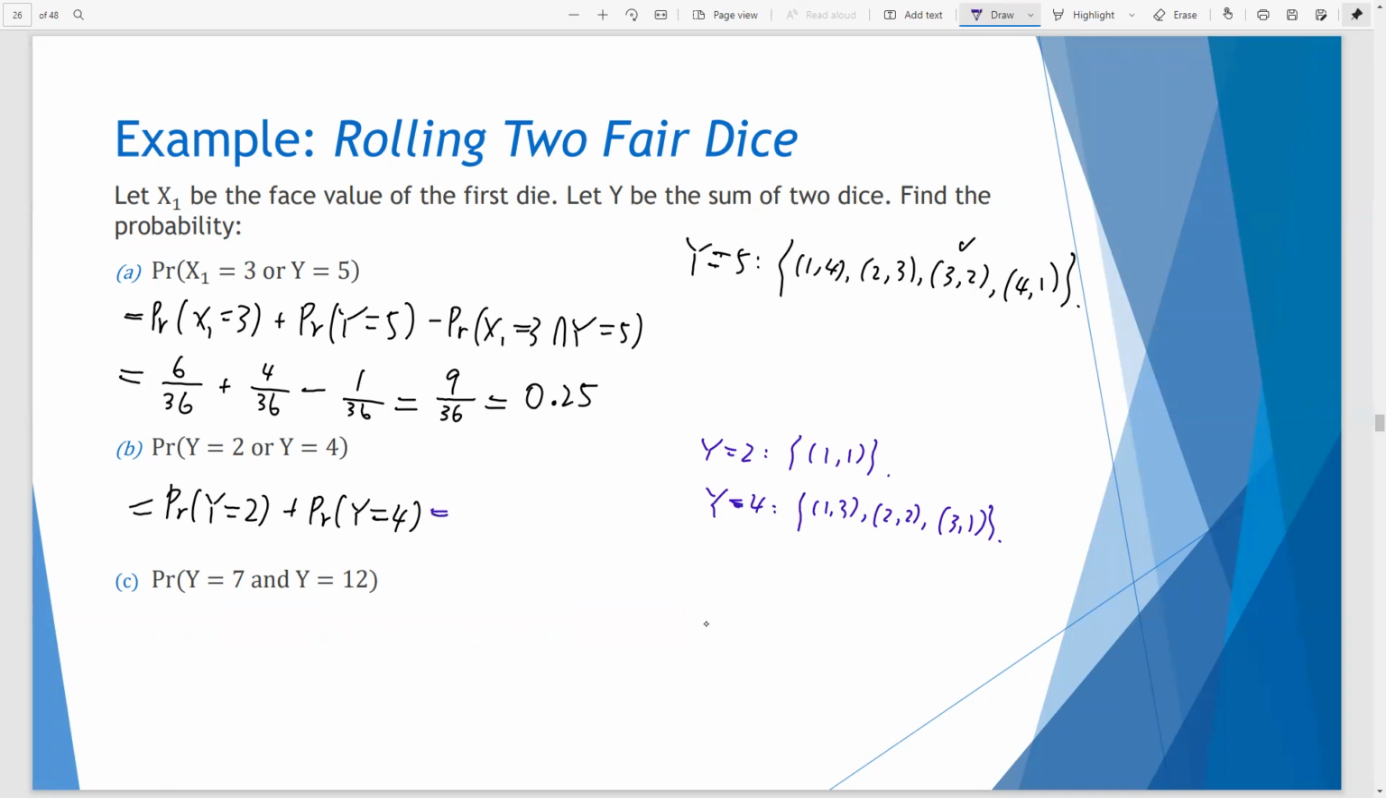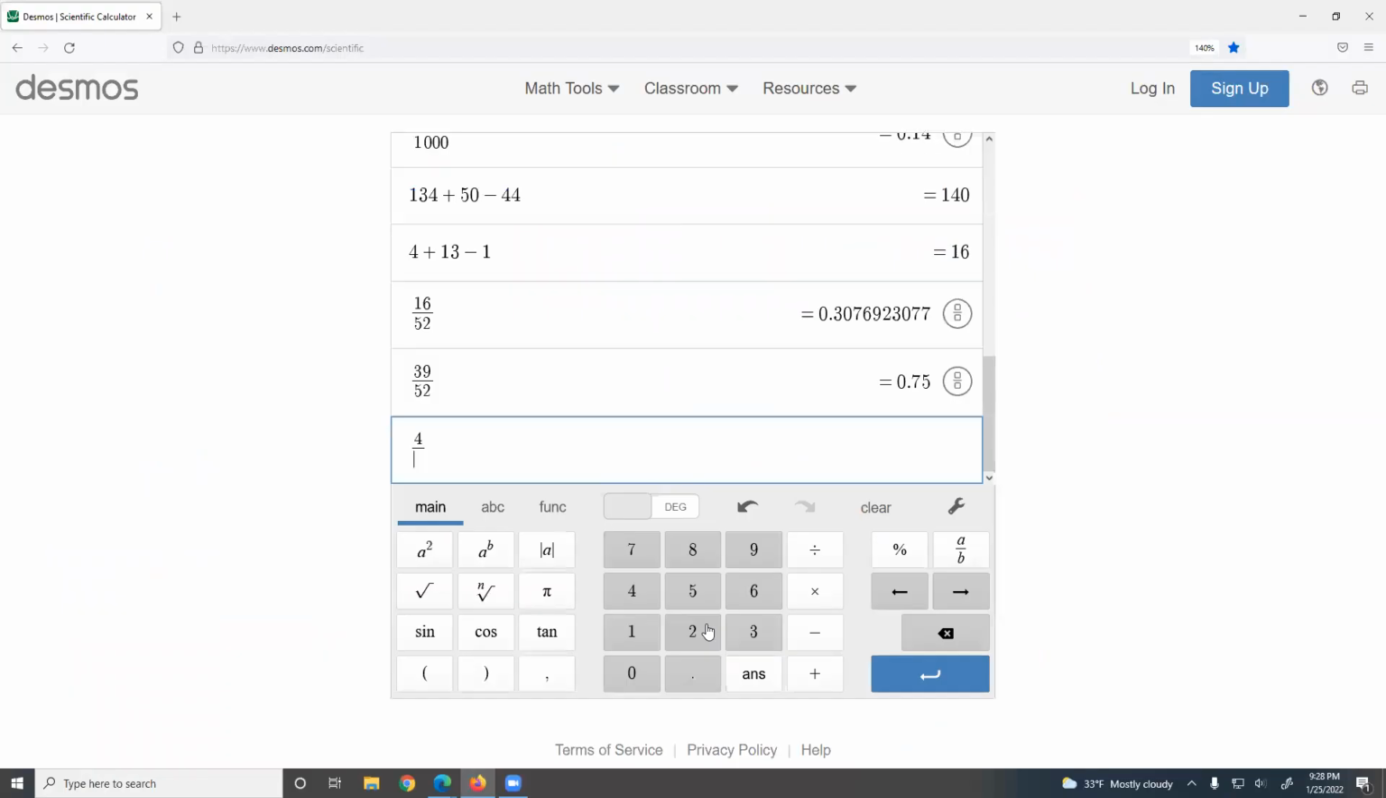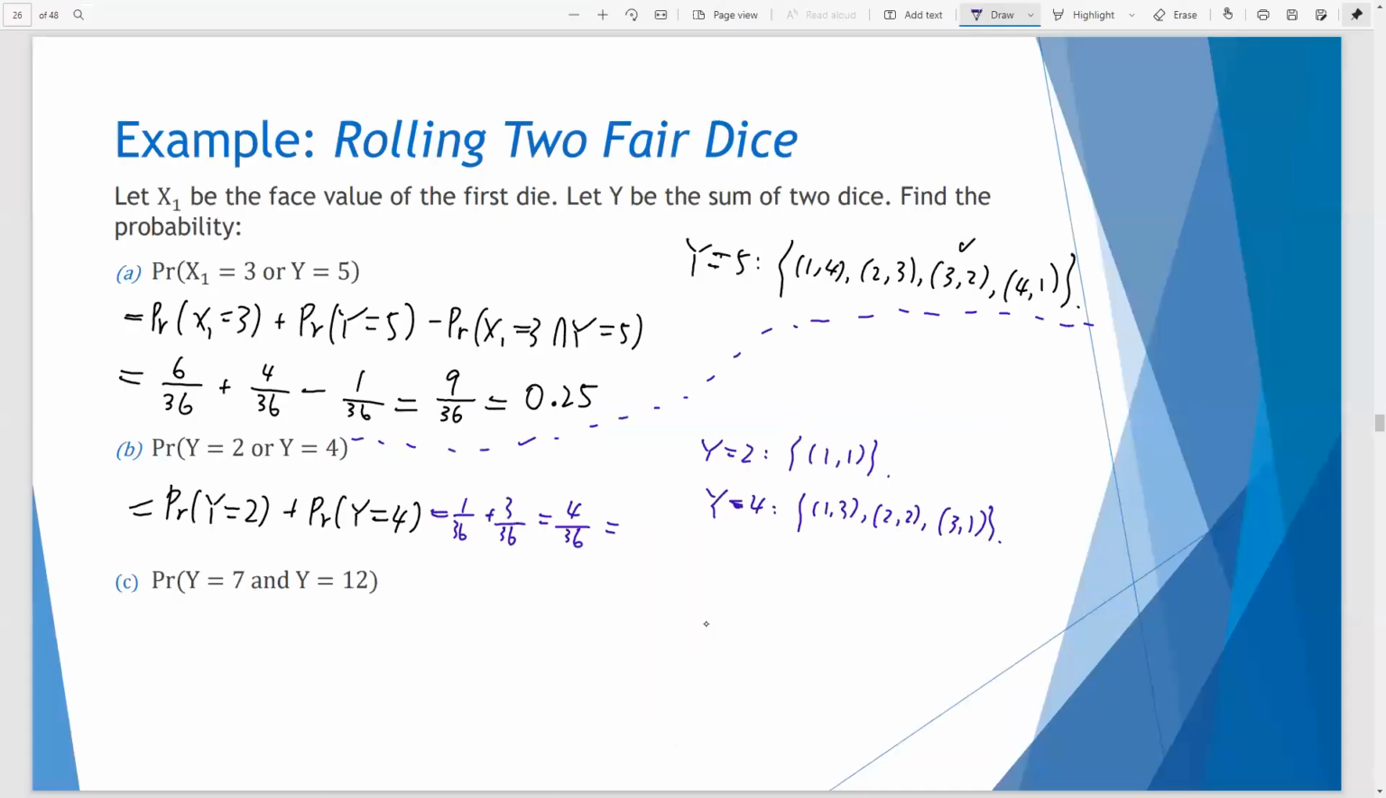So that is 1 over 36 plus 3 over 36. That's 4 out of 36, which is 1/9. That's 0.1111.